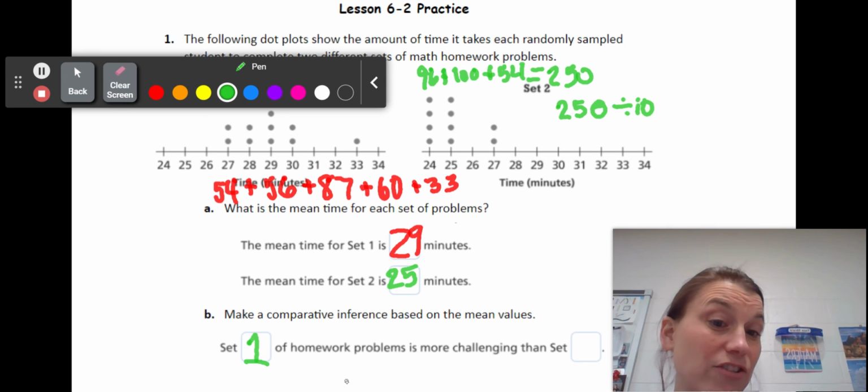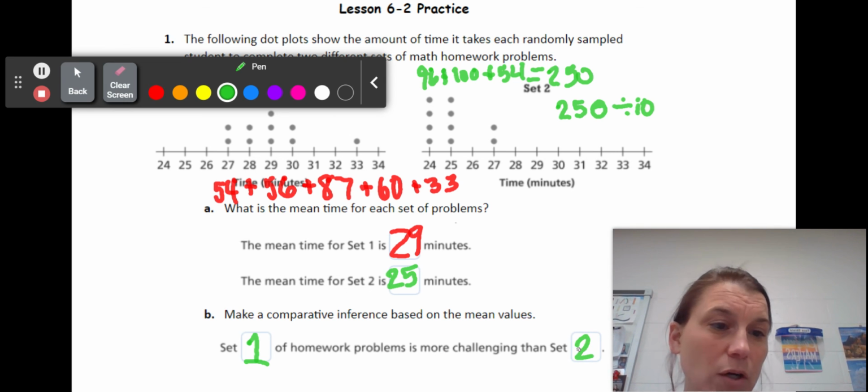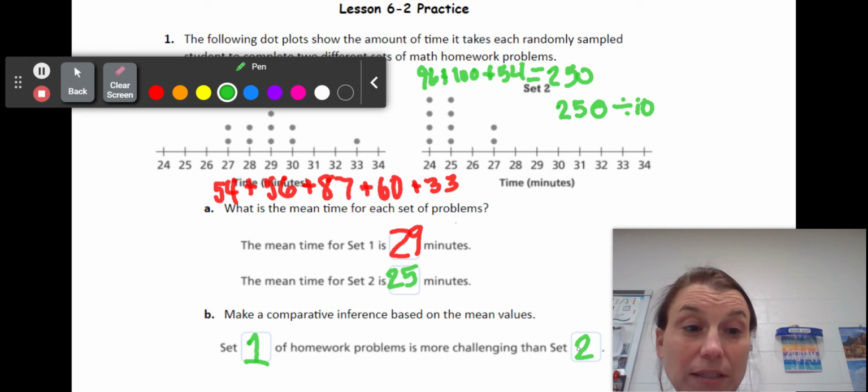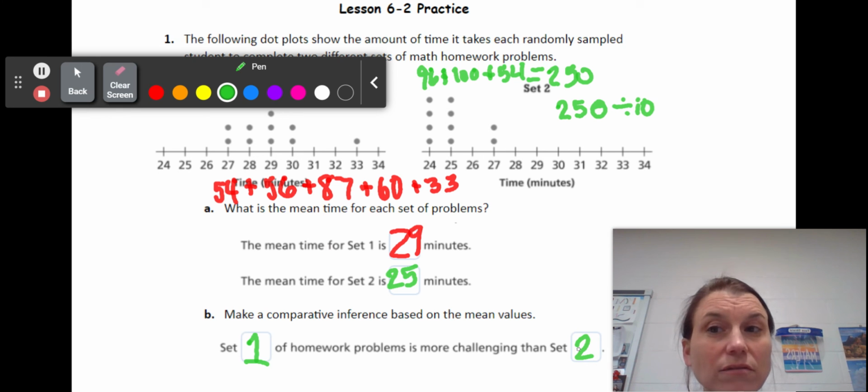is probably more challenging than set 2, because it took them on average 4 more minutes to complete. I got the 4 because I subtracted the means. So on average, it took them 4 more minutes to complete the one set than the other. So that is how I can use the mean to make a statistical analysis or an inference.